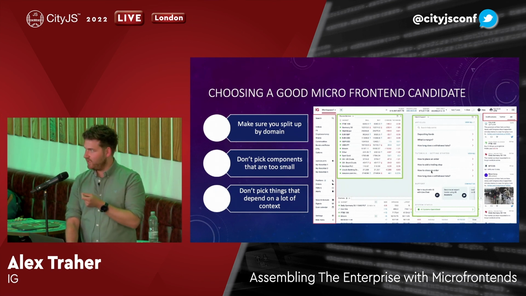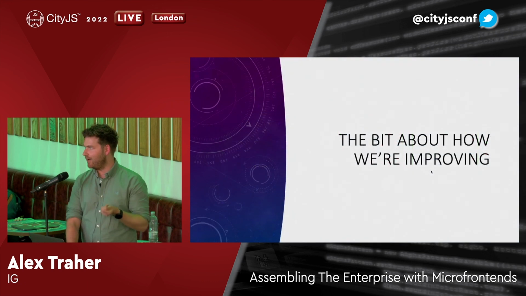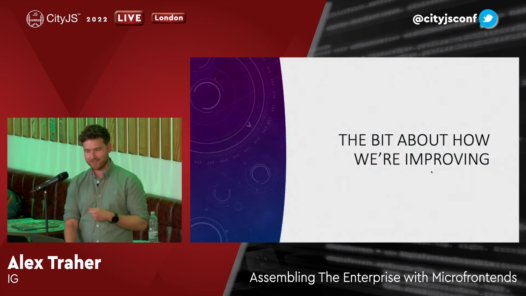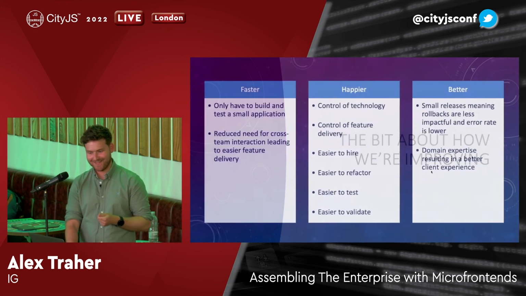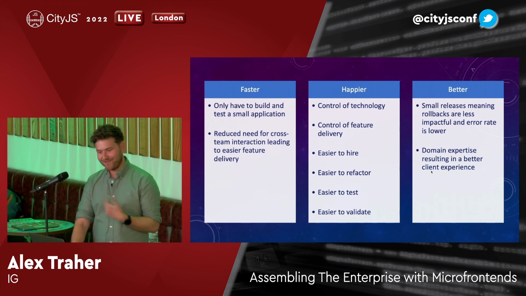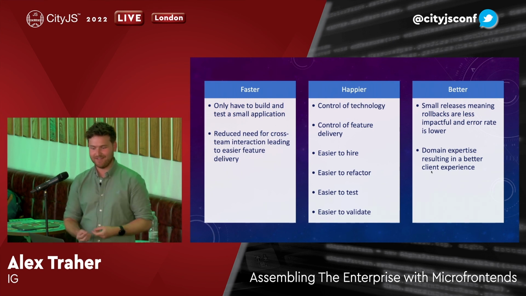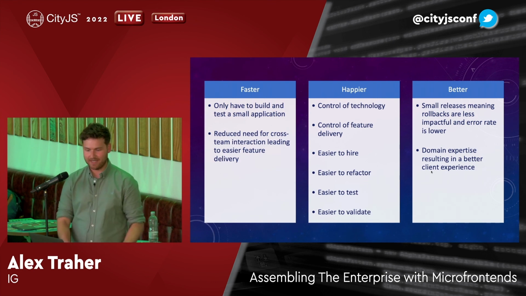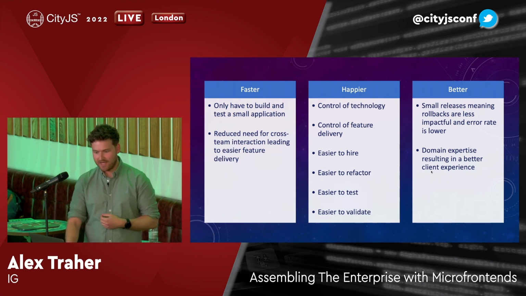So I just want to finish off by talking about how we're improving. And this is, I've got to admit, a little bit of a sales pitch on how great we're finding micro front ends. So basically, it's making us faster, happier, and better. Which sounds pretty great, right? Faster in the sense that teams are only having to test and build small independent applications. And we've got a massively reduced need for cross-team interaction. So we've got much easier feature delivery.